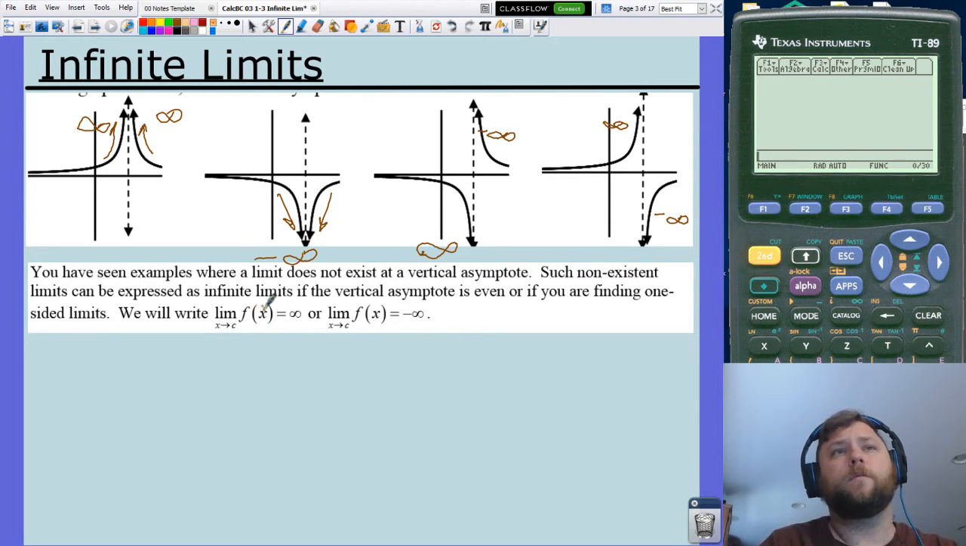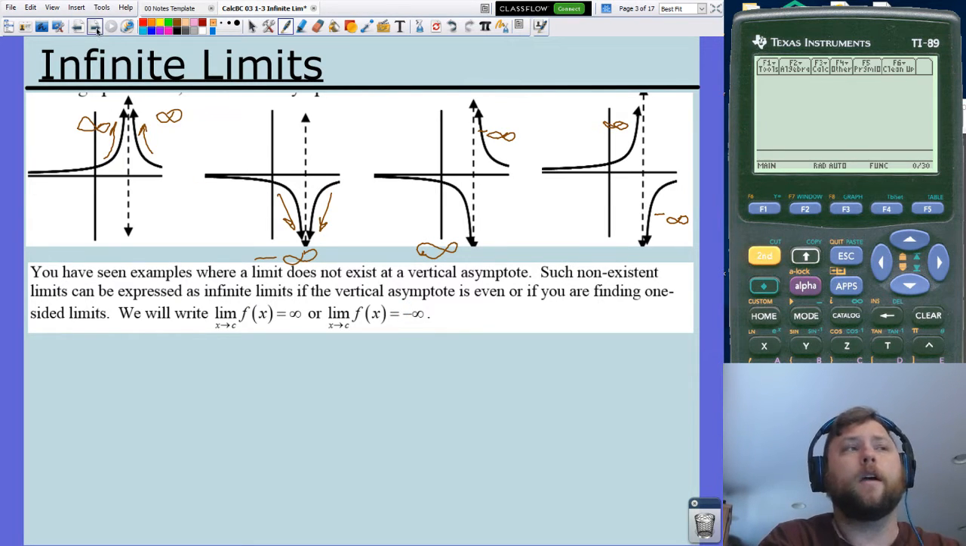And I know usually we say limits do not exist when you have vertical asymptotes. Just because they don't exist, we can also say they have infinite limits too, if a graph is going to positive infinity or negative infinity. And sometimes we might just talk about the left or right side. This helps us describe what a graph is doing.